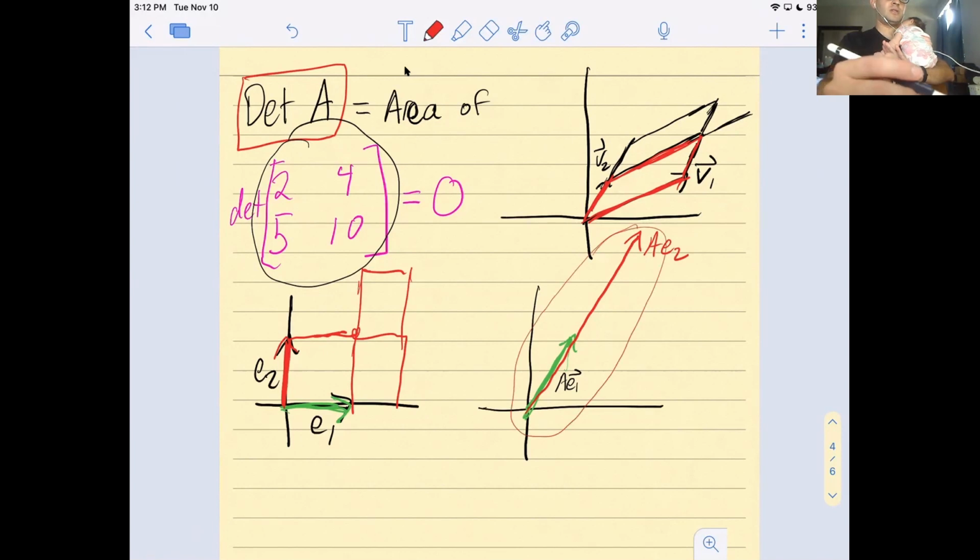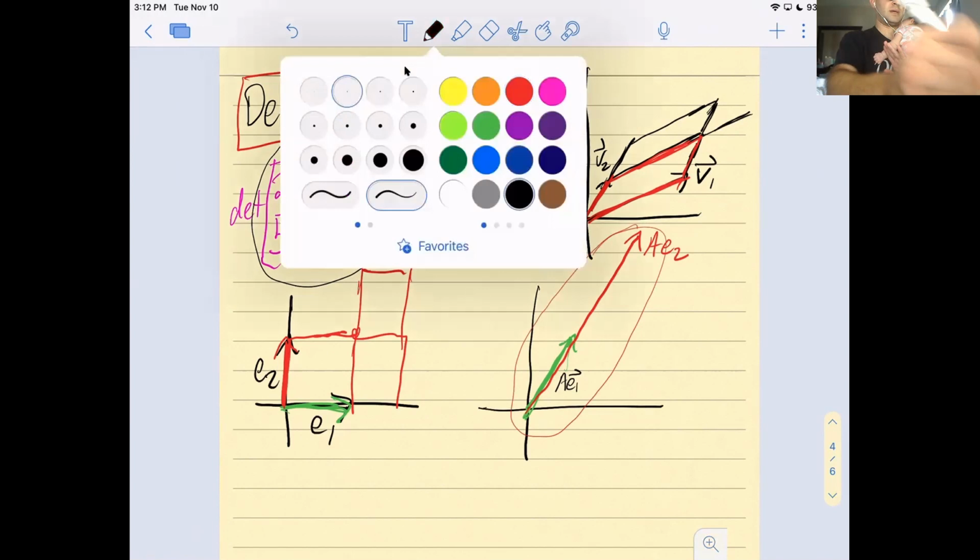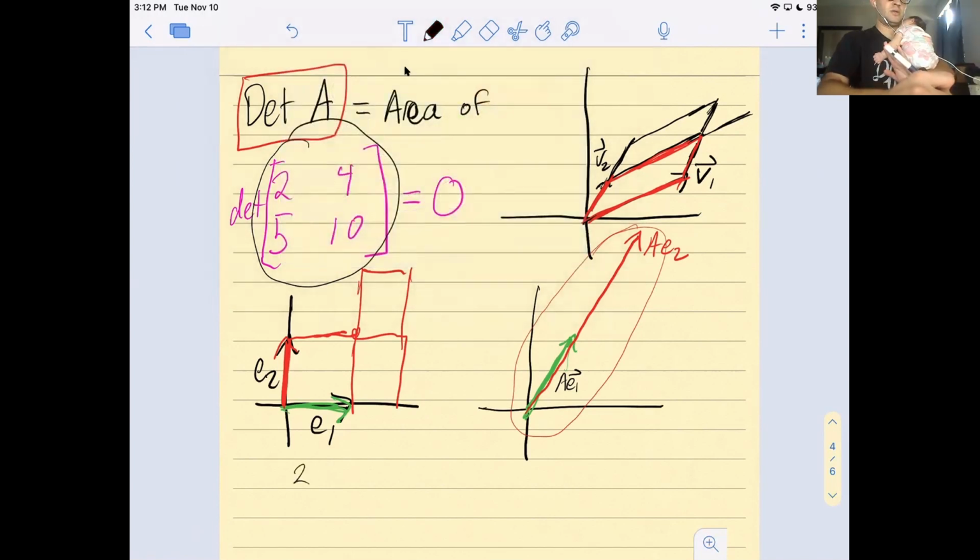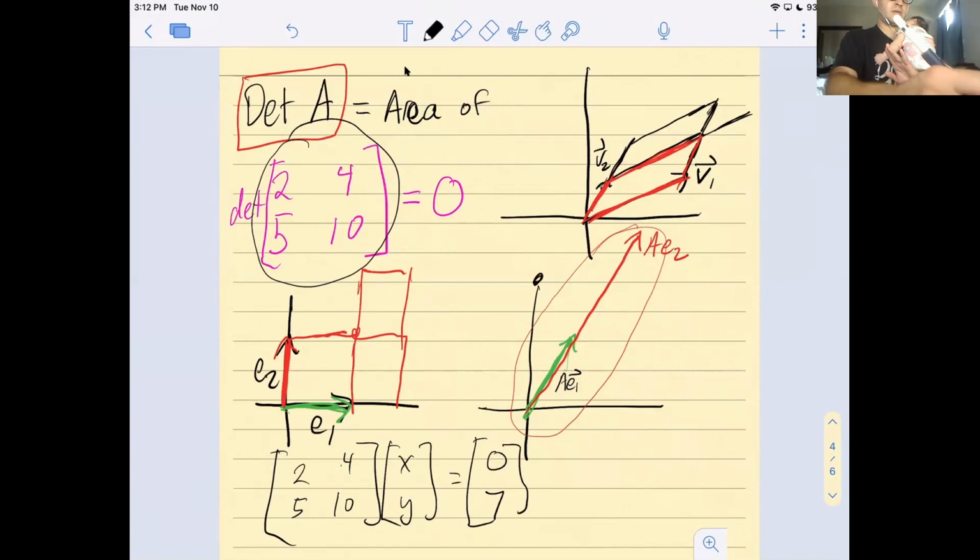If you ever try to understand the following matrix system, let's say 2, 5, 4, 10, and you want to put an XY, this is my system, and I want to reach another vector, let's say over here, 0, 7. So 0, 7 is right here. If my entire space gets collapsed to the red and green line, there's never going to be a point XY that goes to 0, 7, because there's no grid. The entire space got shrunk into a single line. So there's no solution of XY.